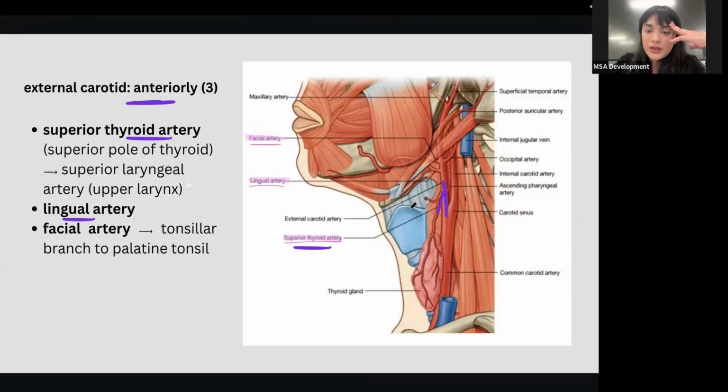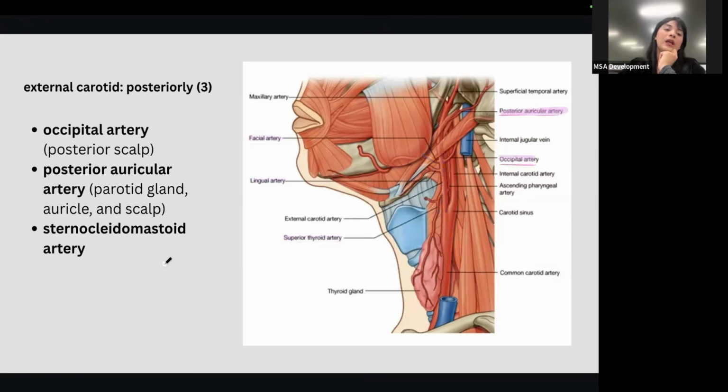Then you have the lingual artery. So if you go up a little bit, external carotid, and then you go left, that's the lingual artery, and it supplies the tongue. And then you have the facial artery, you go a bit up, and then you get to the facial artery, so it gives off a tonsillar branch to the palatine tonsil. You need to remember that.